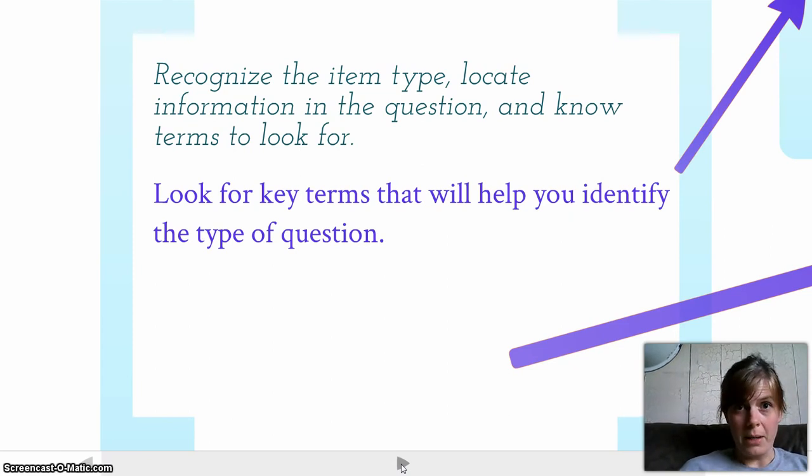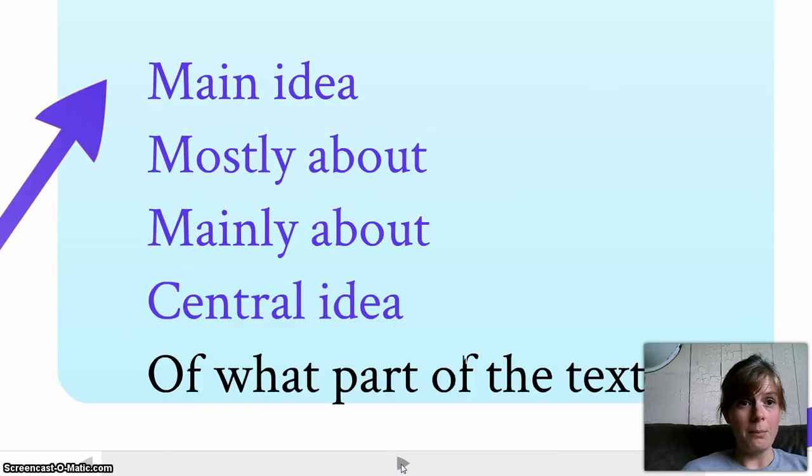So first, let's talk about main idea. When you're looking at a main idea question, you may see the term main idea itself. However, on the North Carolina EOGs, more than likely you're going to see either the terms mostly about or mainly about. And several of you asked about the term central idea that came up on your field test the other day. Central idea is what the Common Core and Essential Standards refers to the main idea as. It's central idea instead of main idea, but they mean the same thing. So if you see any one of these terms, you know what you're looking for. You're looking for the main idea.